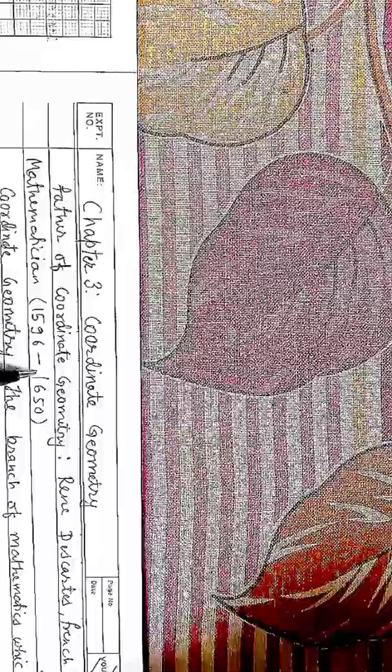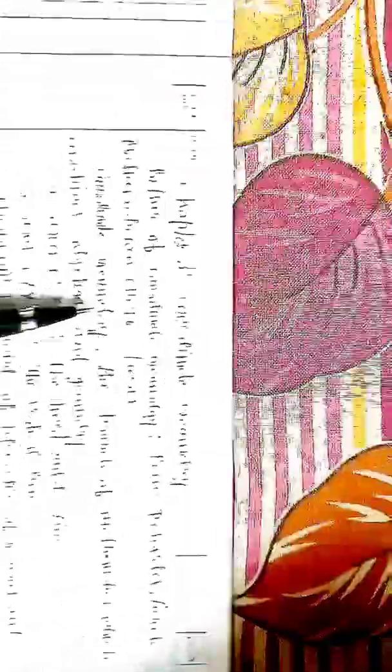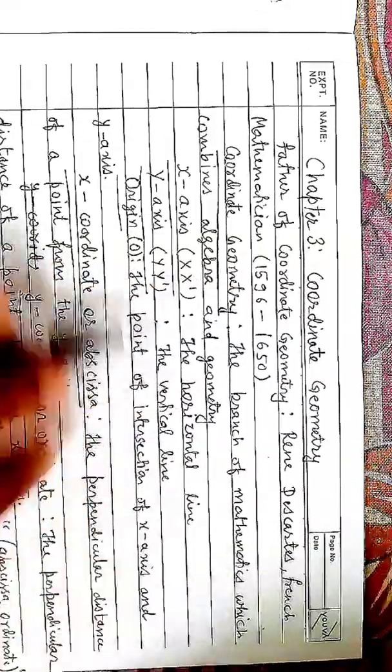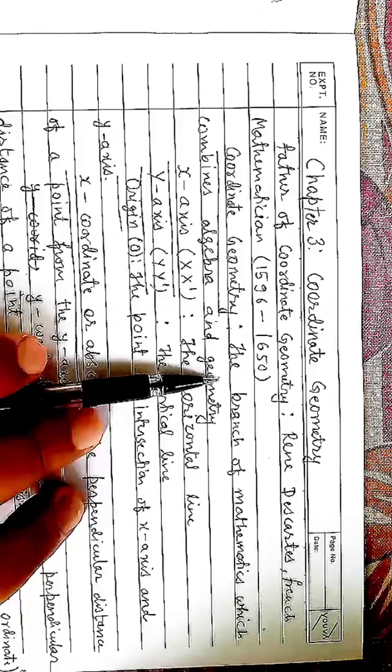In today's class, we will discuss the new branch which is coordinate geometry. Its father is René Descartes, a French mathematician, born in 1596 to 1650. Coordinate geometry may be defined as the branch of mathematics which combines algebra and geometry.